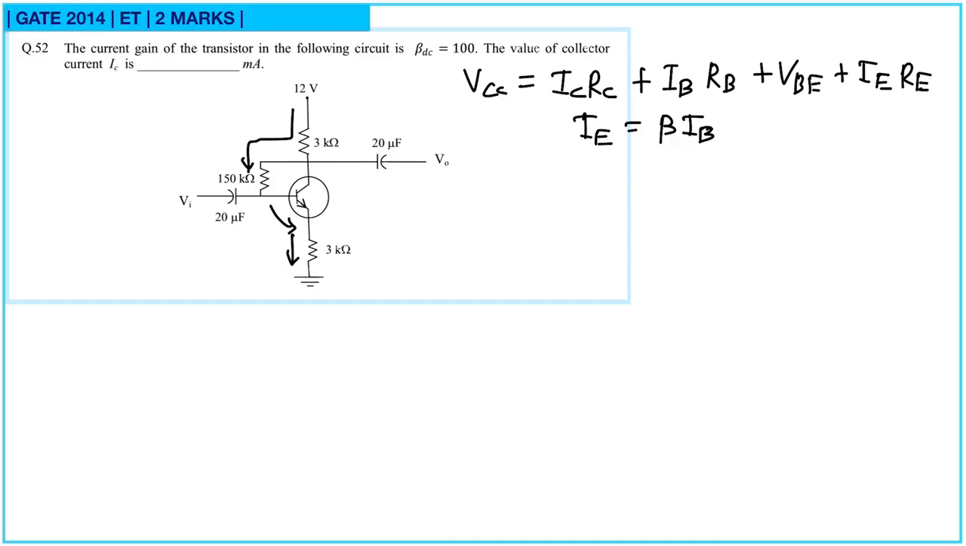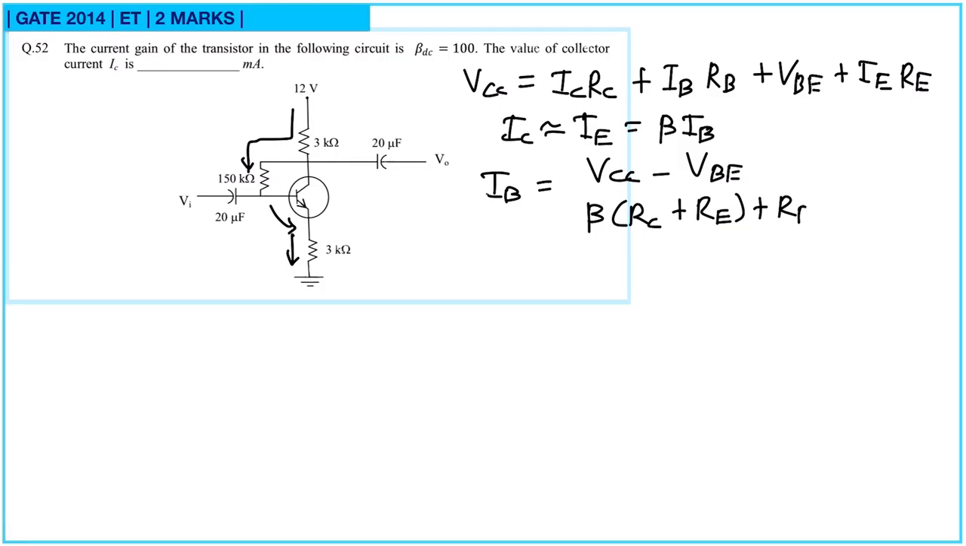By putting this value, we can rearrange this equation for IB. So IB comes out to be (VCC minus VBE) upon beta into (RC plus RE), because IE is also nearly equal to IC, plus RB. So this will be the expression for IB. Now here the voltage drop across the base emitter junction is not given, so we can take it to be 0. So let us assume VBE is 0 for an ideal diode.